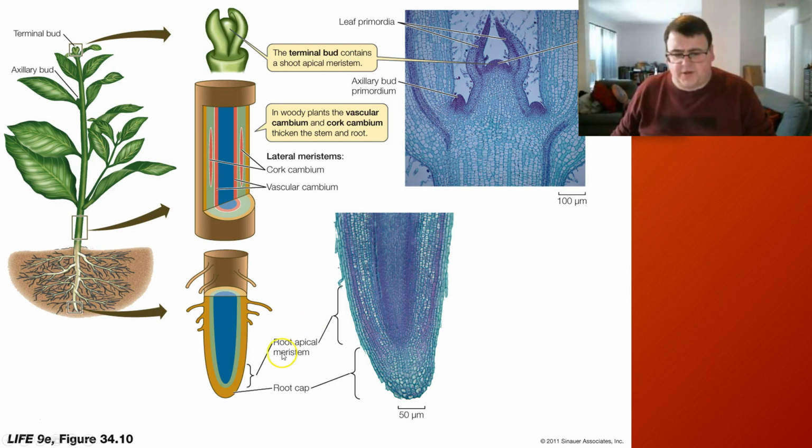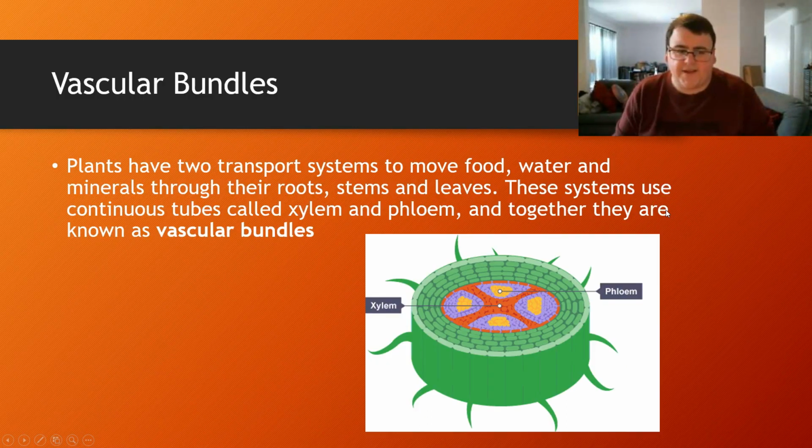This is a little bit of a diagram showing you. Okay, so you've got your apical meristem going straight up top, and you've got your lateral meristems. Your lateral meristem is going to be growing out there. Vascular bundles, we've talked about these a little bit last PowerPoint as well.